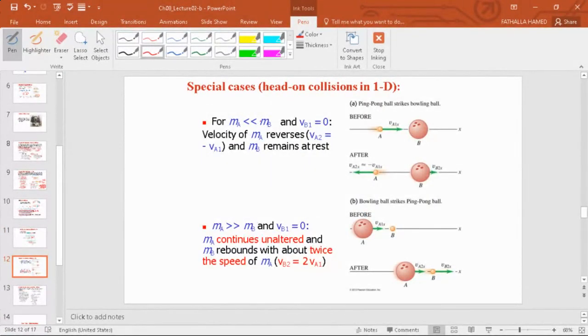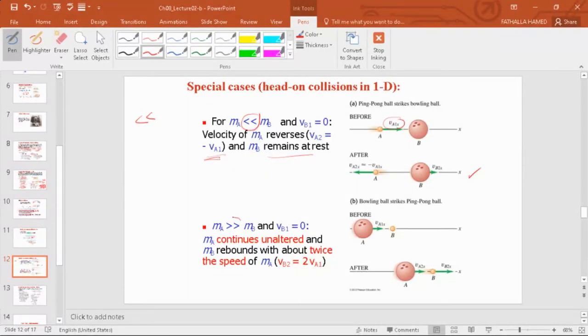What happens if mass A is much, much bigger than mass B? Whenever you see the less than sign doubled, that means much, much less. If MA is much, much less than MB, and that's the situation here, that's your A and that's your B, and of course VA1X, and VB1X will equal 0. When you have the collision here, MA reverses with VA2X equal to minus VA1X, and MB remains at rest. It's not affected. So that's the situation that you have here.